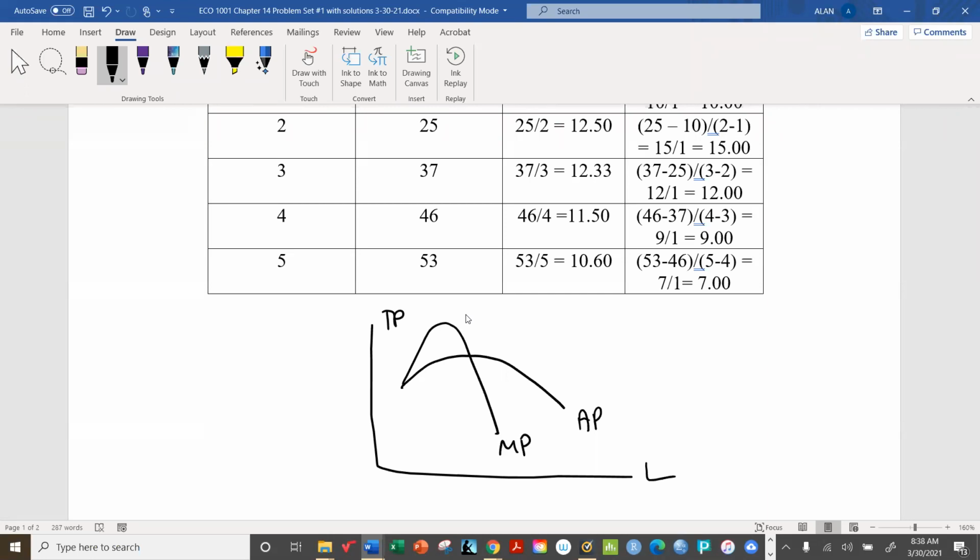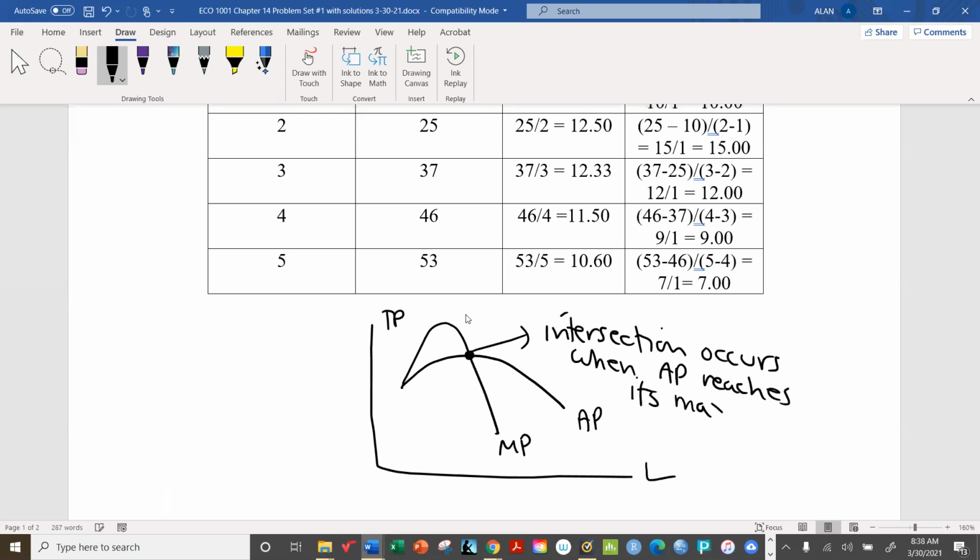Okay, and the key to the whole thing is that they cross. The intersection occurs when average product reaches its maximum value. Okay, and they both have the same basic shape. They rise and then fall, but you notice how the marginal product curve rises more quickly and then it falls off more quickly.